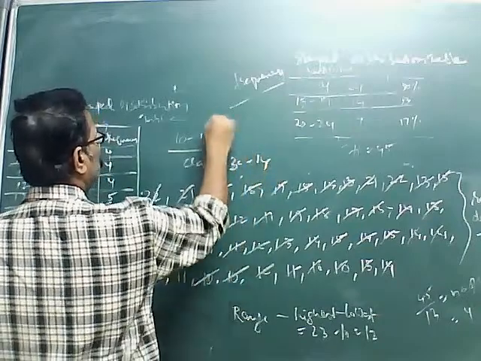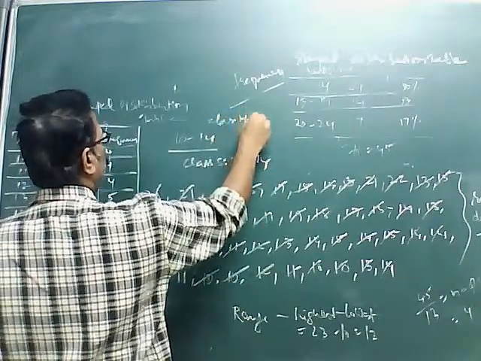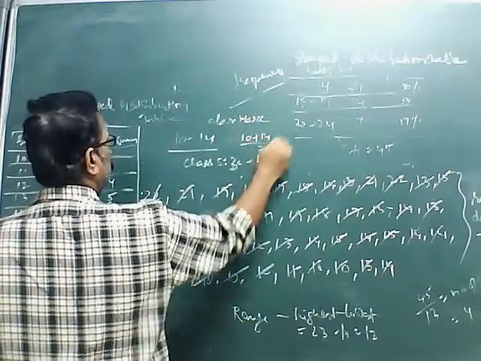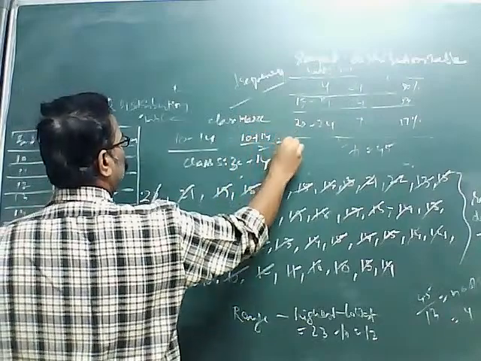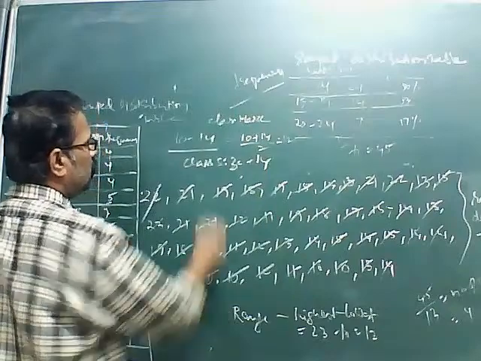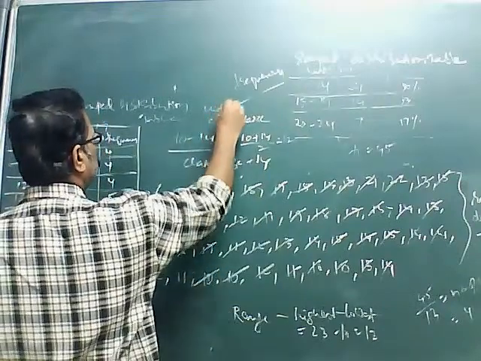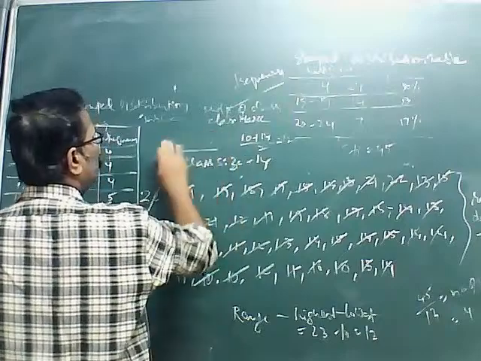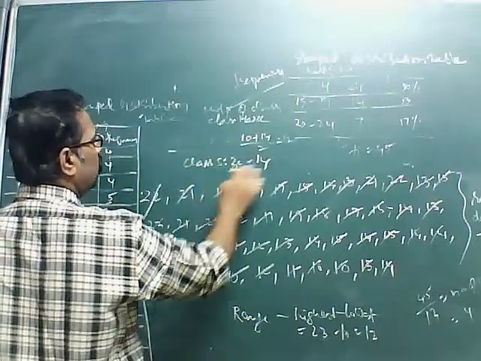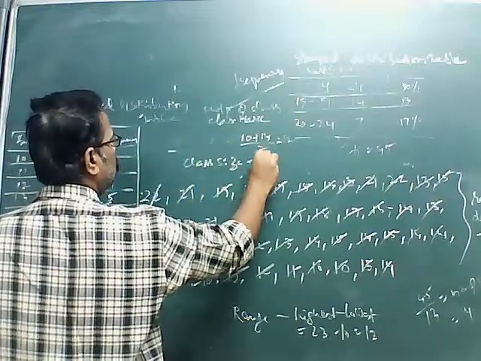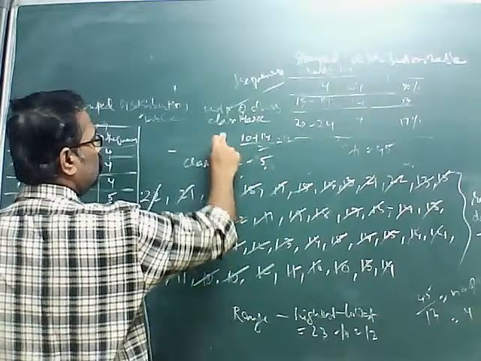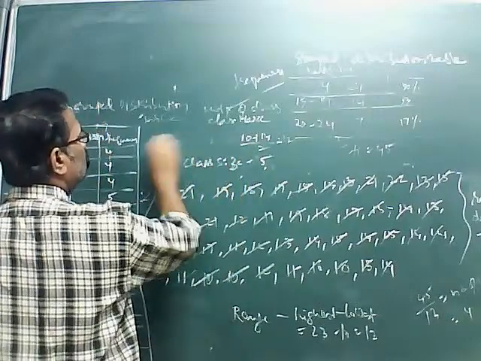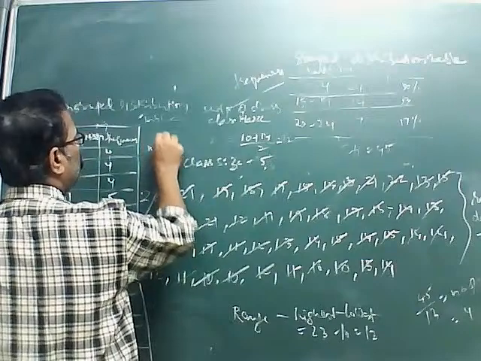Now, class mark is the average of the upper limit and lower limit. 10 plus 14 by 2 is equal to 12. This is the class mark. Class mark is nothing but the midpoint of the class. The class size is 5, right? And class mark is the midpoint of the class. Okay? So number of classes, how many are there?